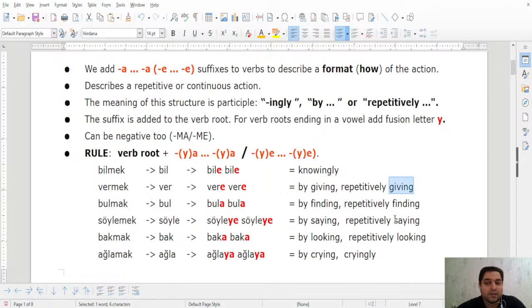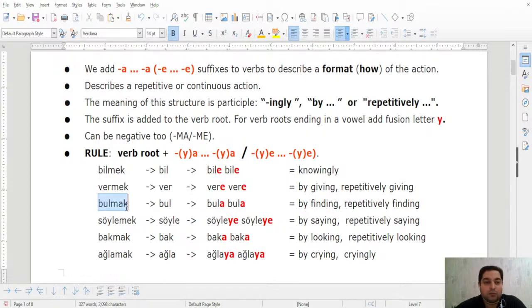But we already have this giving as a participle in English, okay? For example, I was walking in the park giving some money to the children. So you see, giving some money to the children is already a participle, which already means this vere vere, right?